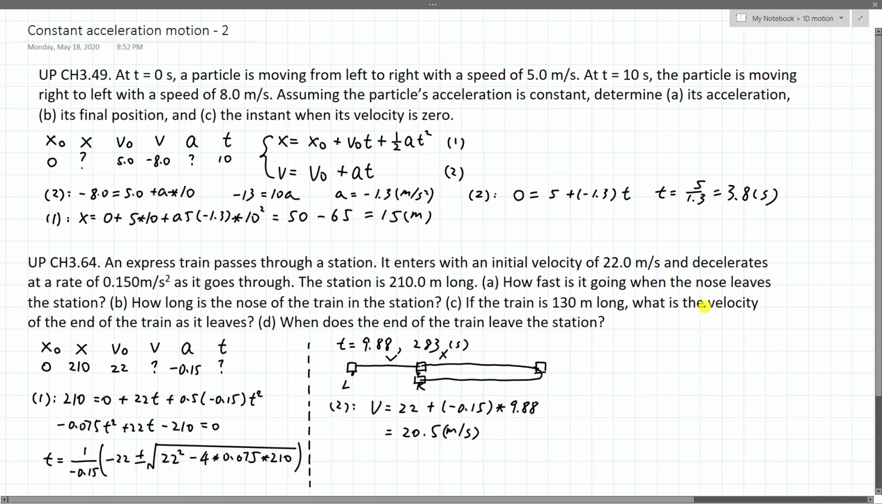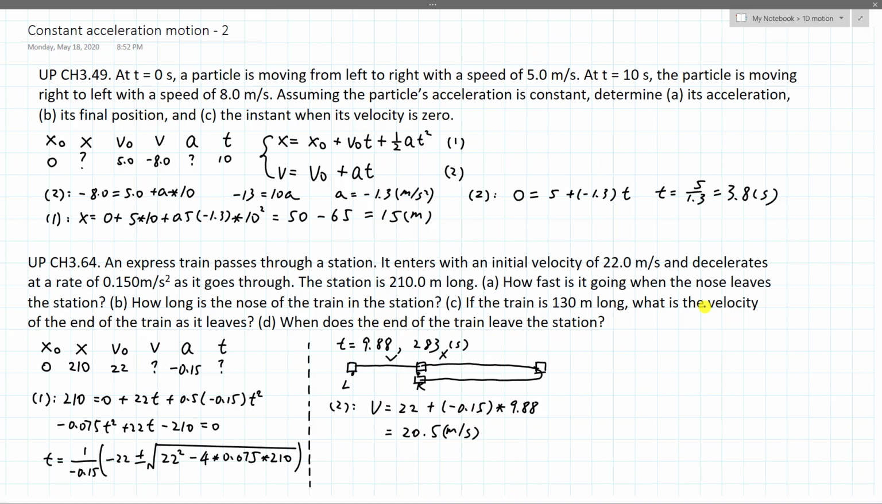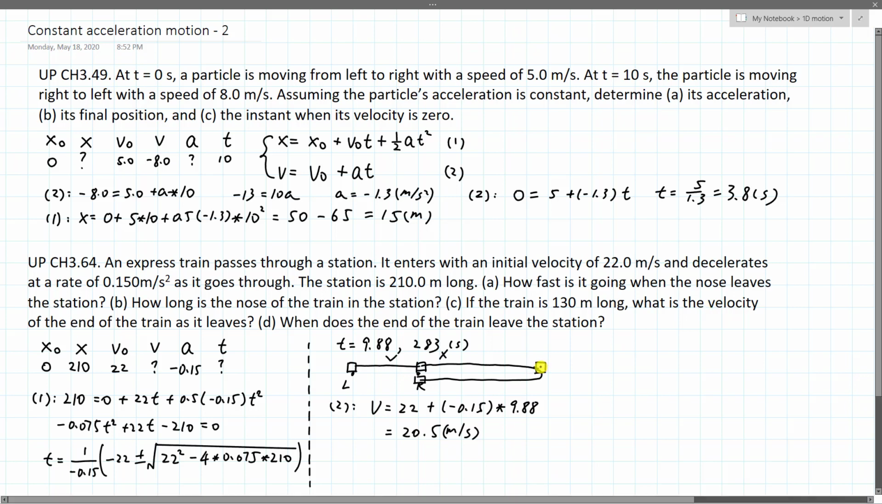Okay, so we just assume that the train is continuously decelerating until at least the end of the train clears the station before it can decide to do anything it wants, pick up the speed or just keep going at that same rate. So this means the head or the nose of the train has to travel 130 meters beyond the end of the station in order for the end to clear the station. So the final position is at the 210 meters plus 130.